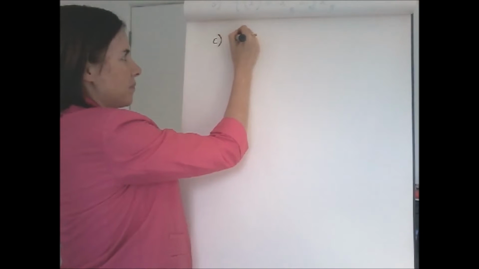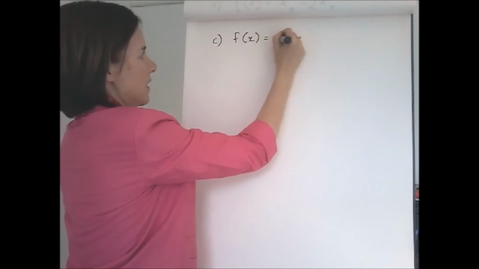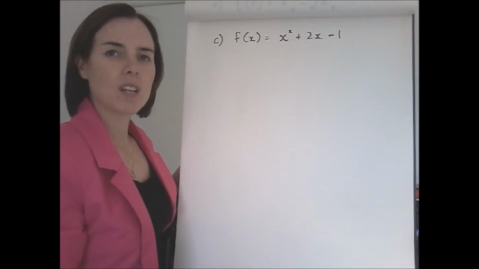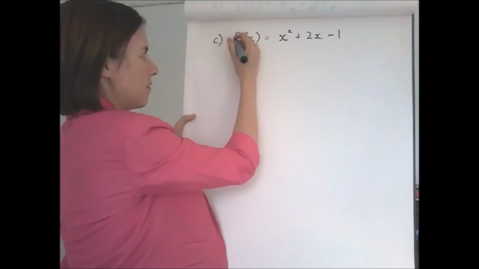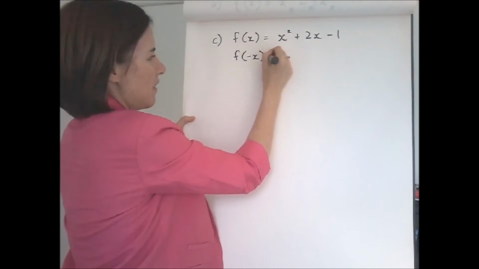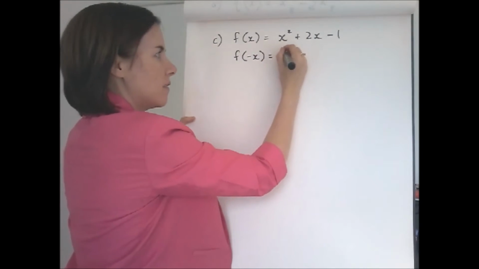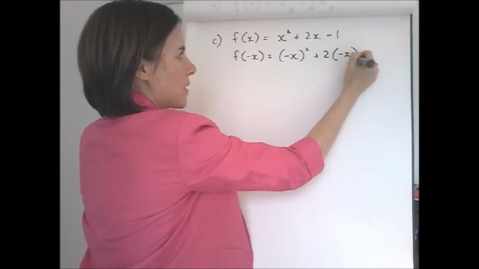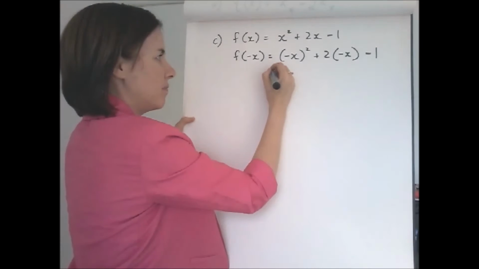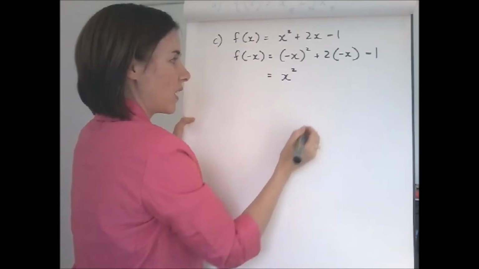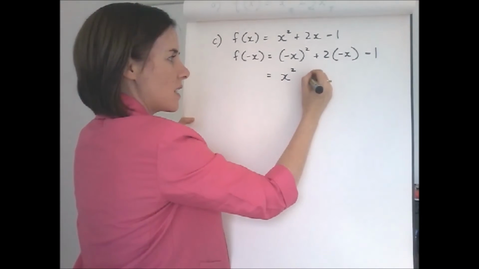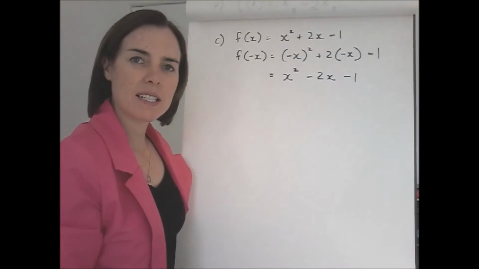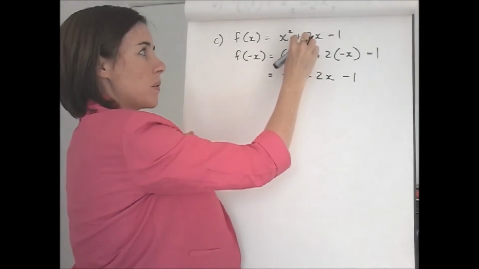And now for C. f(x) is x squared plus 2x, take 1. Odd or even? Let's test it. f(-x), now sub that in, negative x squared plus 2 times negative x, take 1. That's positive x squared. This is take 2x, take 1.